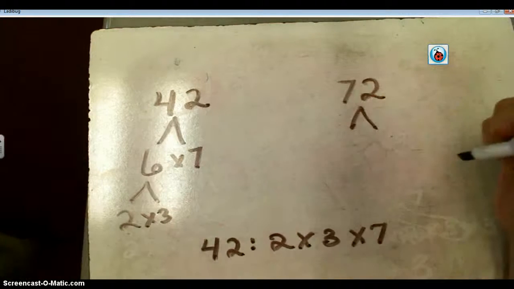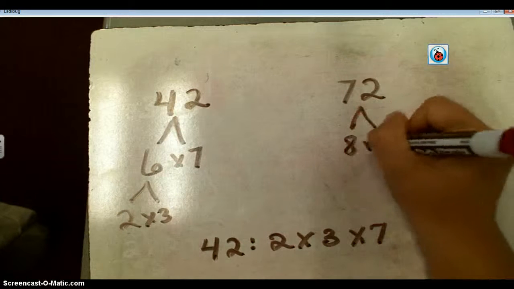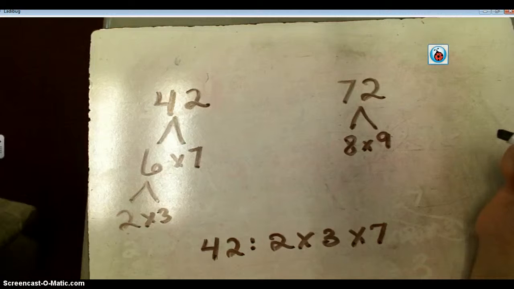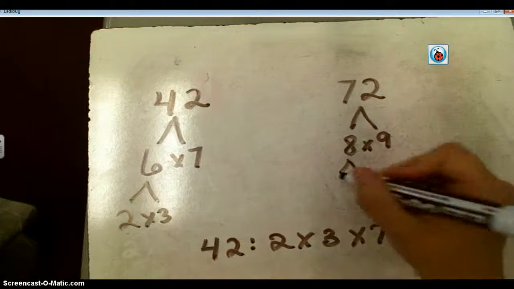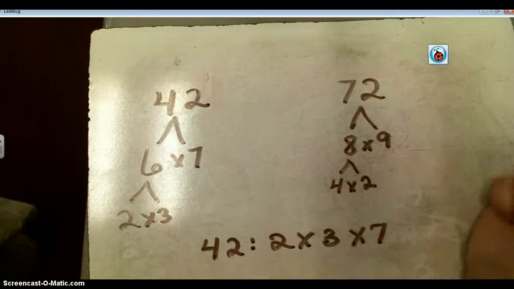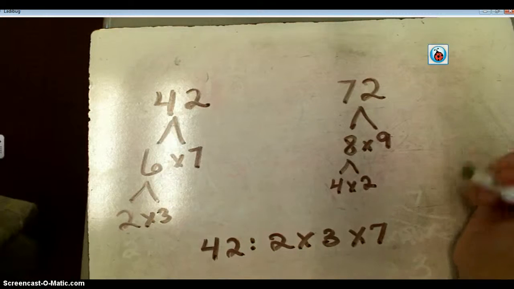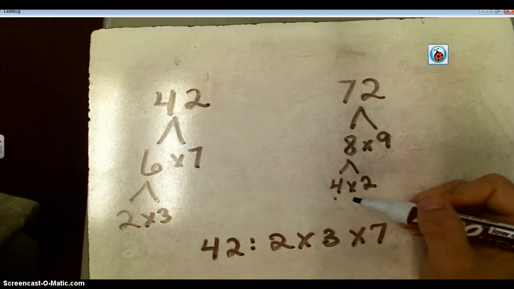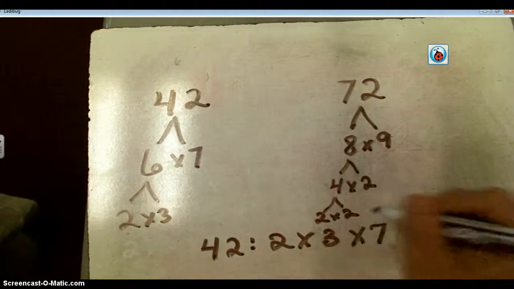Now let's do 72. What two numbers should we do, Hope? 8 times 9? Okay, which one are we going to break down first? Okay, what do you want to do for 8? Okay, 4 times 2. Do we stop there? No. What do we have to do? Look at the 9. Before we move on to the 9, we got to look at the 4. 4 is composite or prime? Composite. We're going to do 2 times 2.